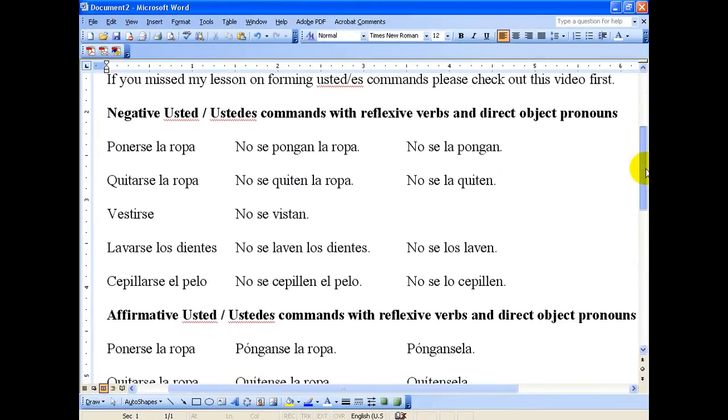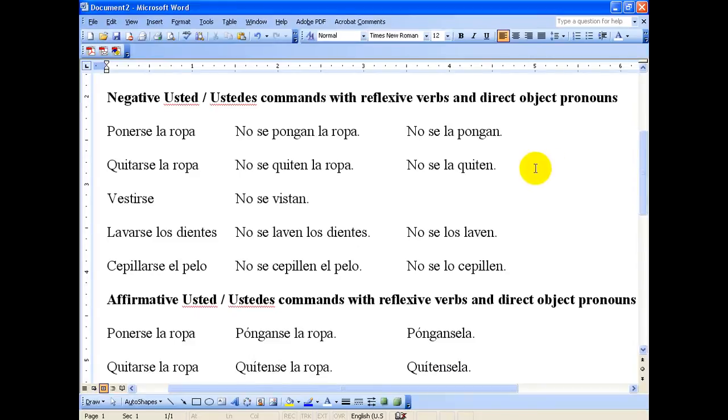So I'm now assuming that you've seen my video on how to make usted and ustedes commands, so some of this information should look familiar to you at this point, and I shouldn't have to explain it to you. But what I will be explaining to you is how to do this with reflexive pronouns and direct object pronouns.